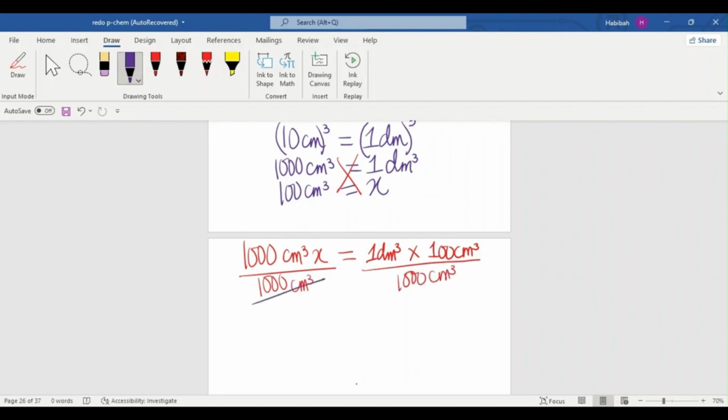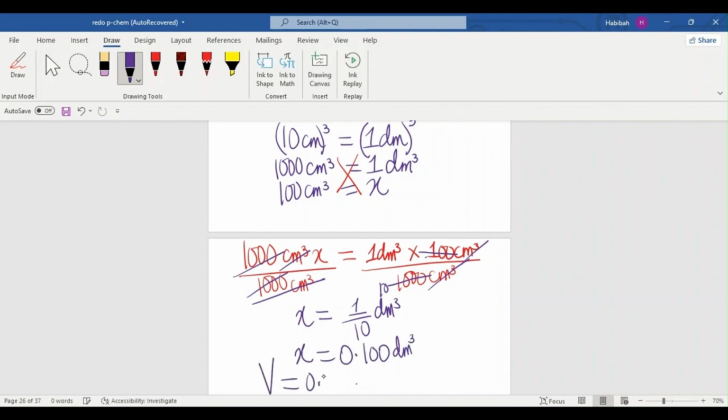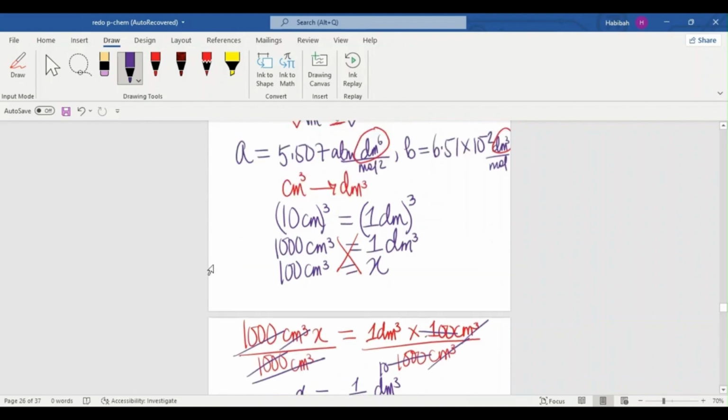So you cancel out 1000 and centimeter cube and 1000 centimeter cube. So you end up with x is equal to, we cancel out the centimeter cube, 100 here, 1000 here, 10. So you end up with x equals 1 over 10 decimeter cube, which we can just say x is equal to 0.100 decimeter cube. So we have successfully determined the volume to be 0.100 decimeter cube. So now we have volume.